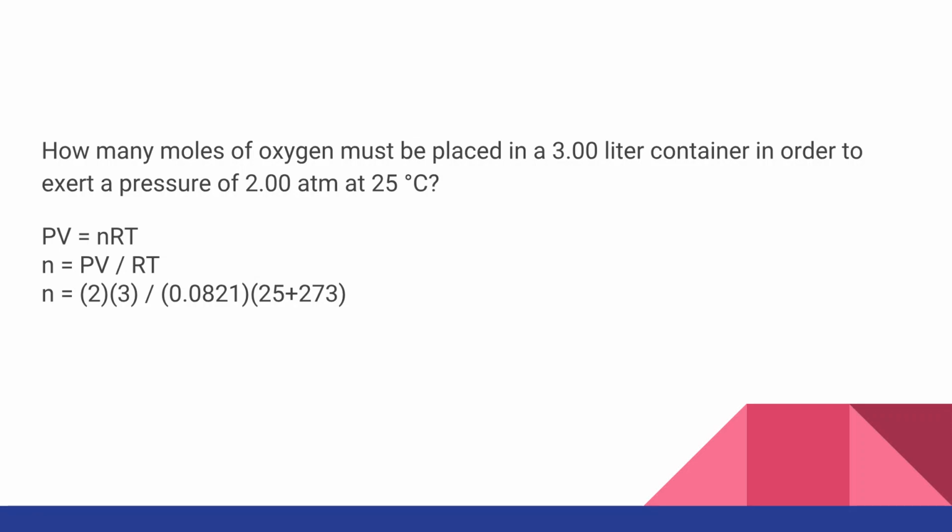So we have that the P would be 2 atm, the V would be 3 liters, and then the R, since it's in atm, we have to use 0.0821, and the 25 degrees Celsius, we have to convert that to Kelvin by adding 273. So you just plug this in your calculator, and you get n to equal 0.245 moles.